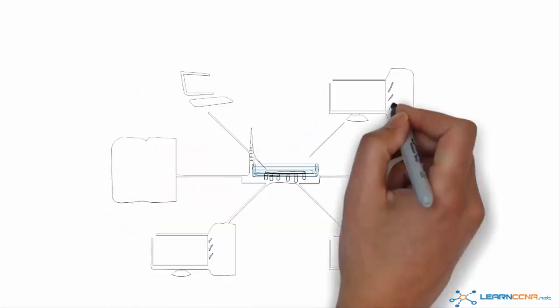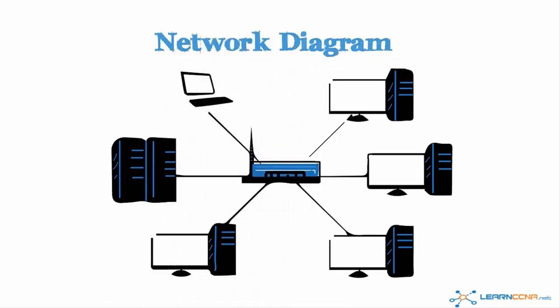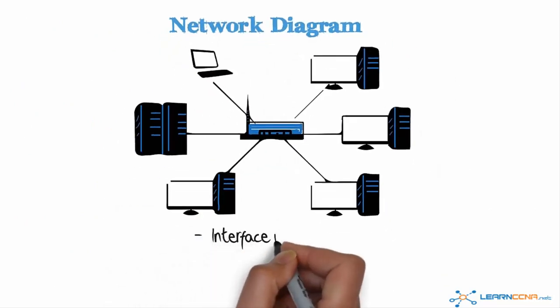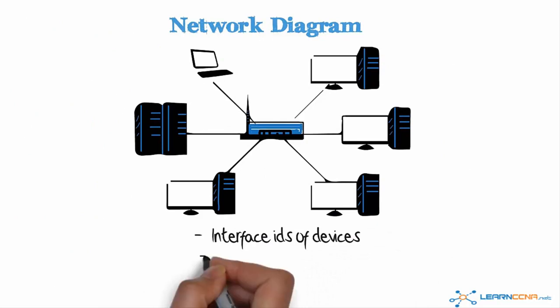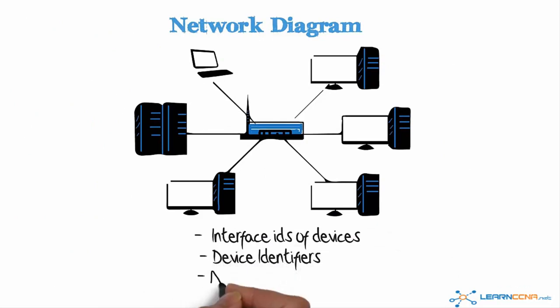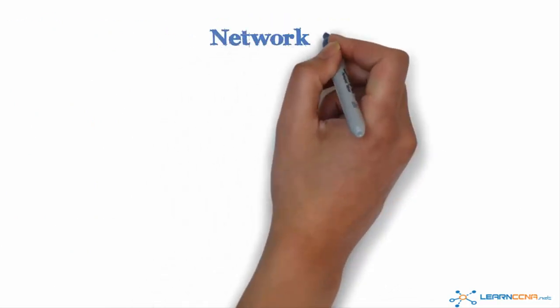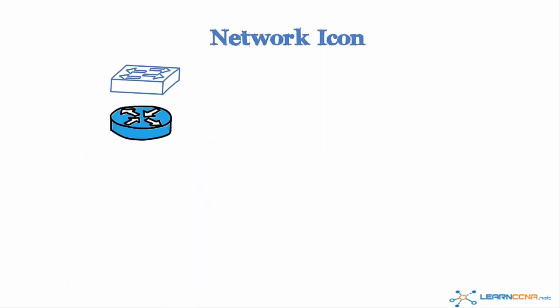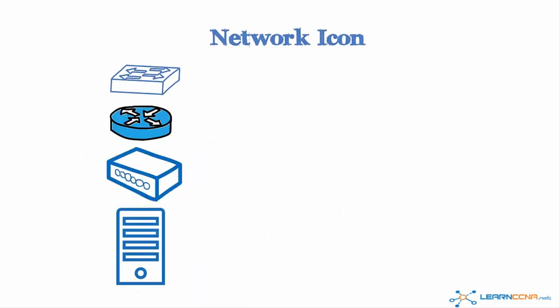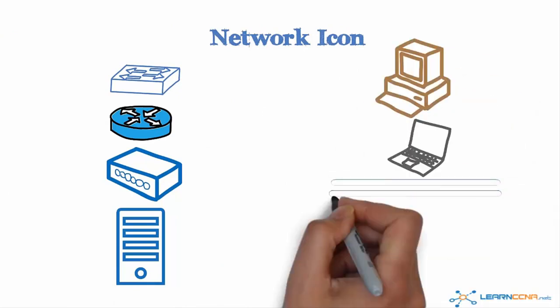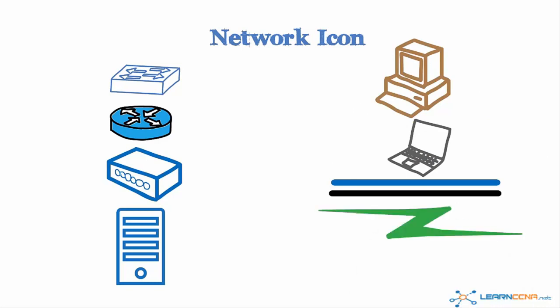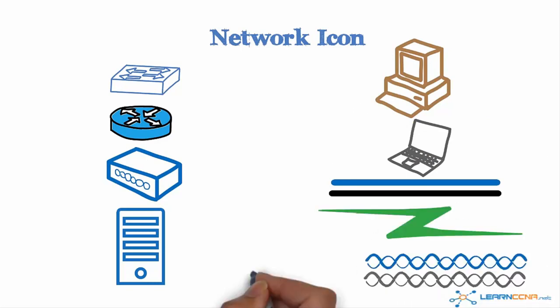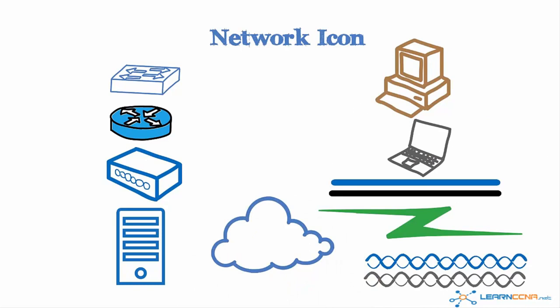In addition, a well-designed network diagram provides information such as the interface IDs of devices, device identifiers, as well as network addressing. Common network icons that you may come across include workgroup LAN switches, routers, wireless access points, servers, end-user desktop PCs, end-user laptops, Ethernet links, serial links, wireless links, and networks, which could be used to represent the internet, an access network, or a lab network.